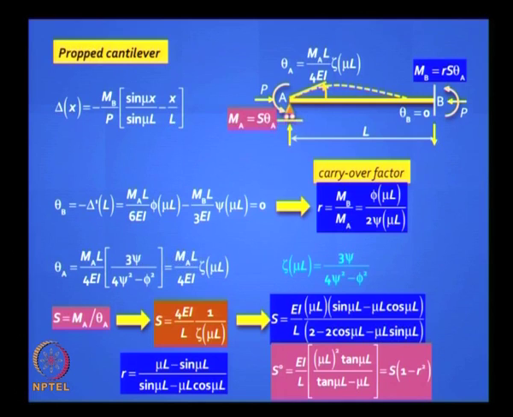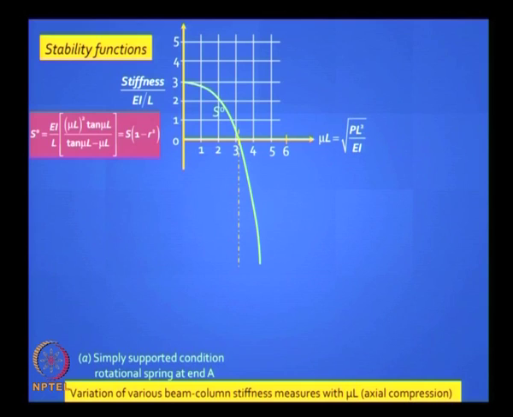So if you have a spreadsheet, you can really write down those factors for any P value, for any mu L value. But let's see what it looks like. It looks like this. On the x axis I have a parameter mu into L, which can be expanded as square root of PL squared by EI. And on the y axis I have that ratio, stiffness divided by EI by L, and when one end is hinged, the answer is 3EI by L typically when there is no axial force acting.